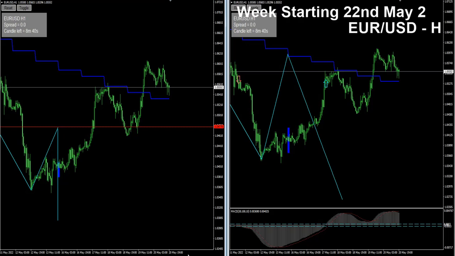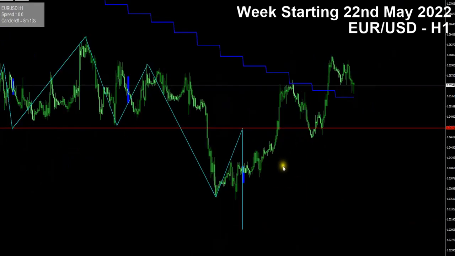We're looking at the Euro USD and looking at price action and trading with an indicator. So two different options: what happened this week, and what can we expect or forecast for the Euro USD next week? Let's jump straight over to the charts and have a quick look. So here we are on the Euro USD. We're looking at price action trading first of all.